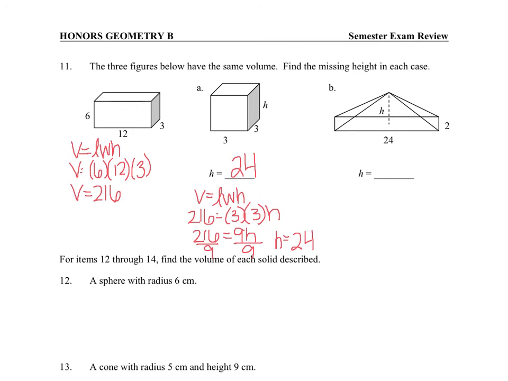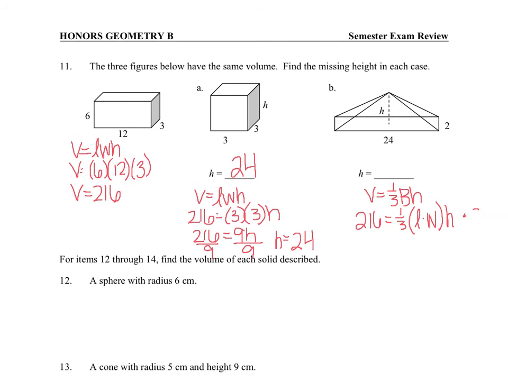For part B, we have a rectangular pyramid. So the volume is going to be 1/3 the area of the base times the height. Well, we know 216 is the volume. We've got 1/3. My area of my base is going to be length times width times my height.